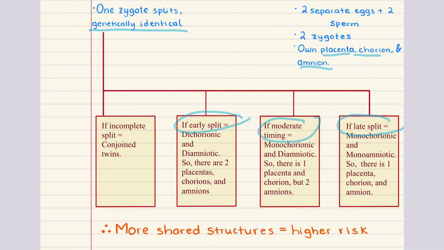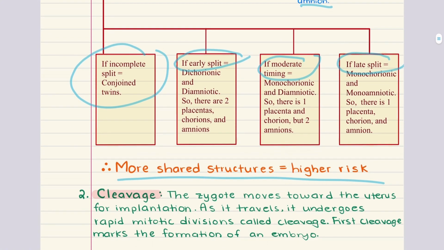If the split is incomplete, that means that the zygote doesn't divide fully, and we actually get conjoined twins, where the two embryos remain physically connected. And as a general rule, the more structures that are shared, the higher the risk for complications during pregnancy. That's why understanding the timing of the zygotic split is so important in prenatal care.